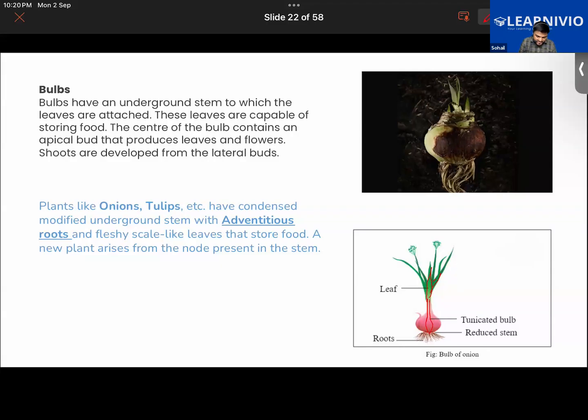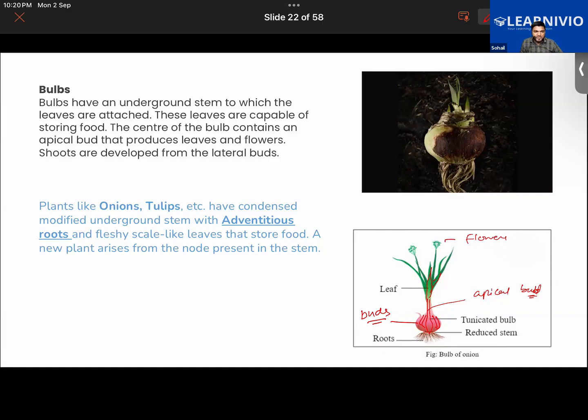So that central bud is called the apical bud. From that apical bud, leaves and flowers will be growing. And then there are lateral buds also. From these, the shoots and other parts will be developed. The shoots will be developed from the lateral buds. Like next to it, there will be some other buds like this, from which other parts of the plant will be developing.